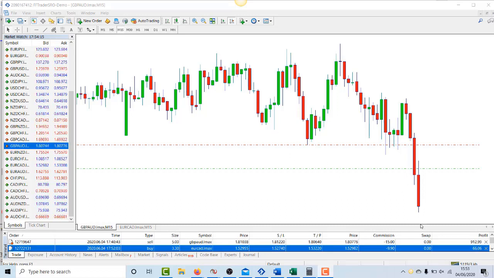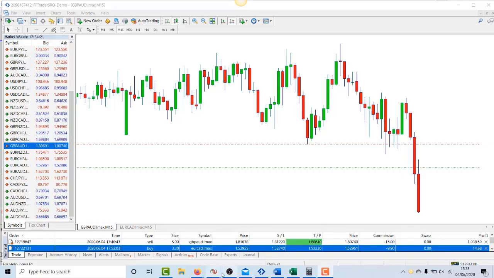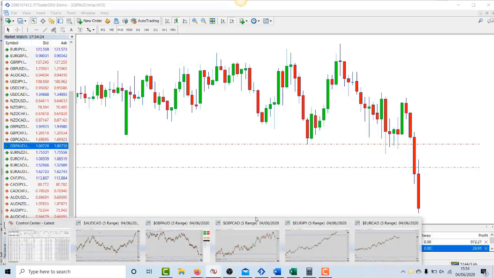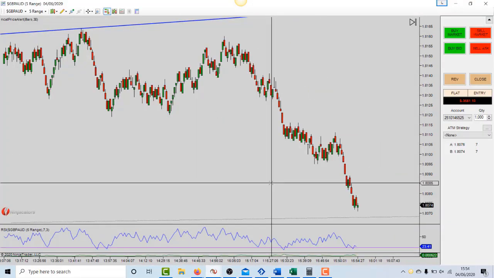Just entered two trades here because the market's moving directionally. This is on the 15-minute for the pound Aussie, and I'm just going to go ahead here and take you to the pound Aussie and what I used to get involved with the trade.